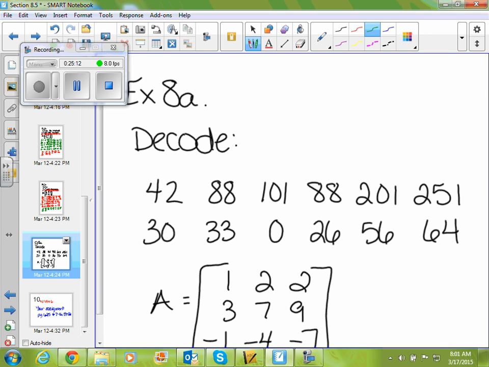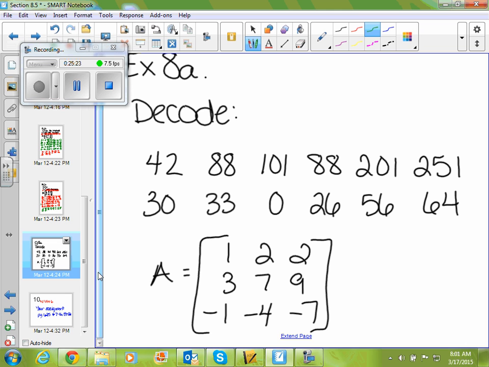Okay, so encoding matrices, we just deal with multiplying. Decoding matrices, we also deal with multiplying. However, we're going to have to multiply by the inverse. So if I'm given the list 42, 88, 101, 88, 201, 251, 30, 33, 0, 26, 56, 64, and I'm asked to figure out what that equals, and I'm given the encoding matrix, the original matrix was 1, 2, 2, 3, 7, 9, negative 1, negative 4, negative 7. I need to find my inverse matrix to be able to decode that.